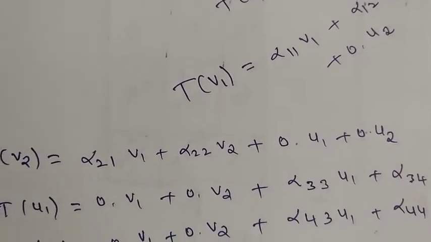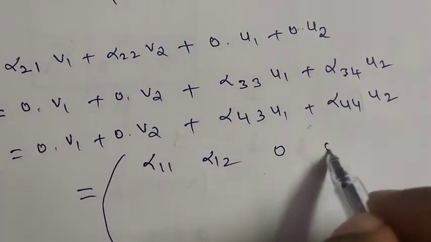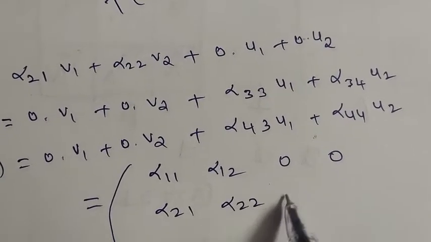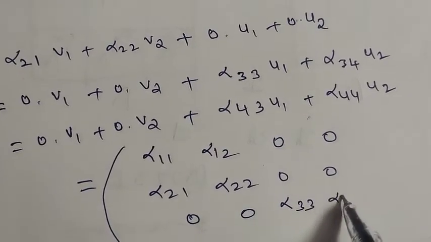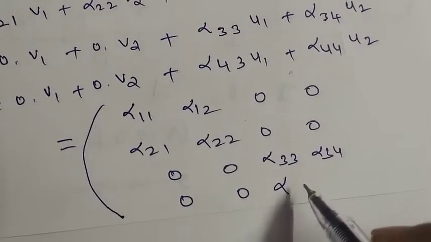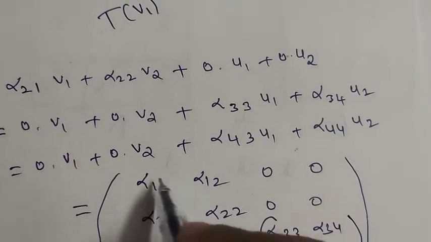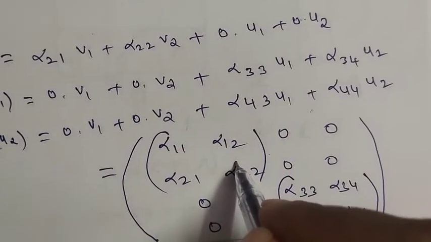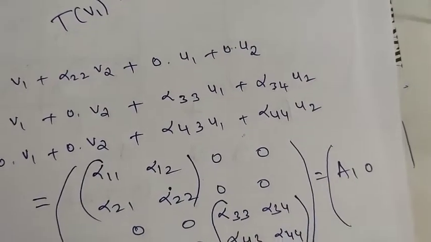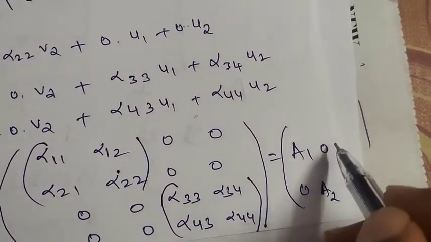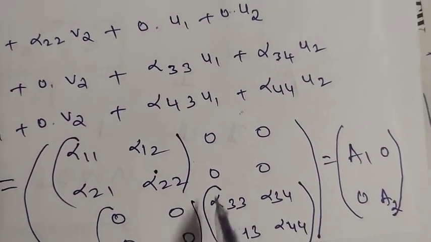So you write this in matrix form. It is like alpha 11, alpha 12, 0, 0; alpha 21, alpha 22, 0, 0; 0, 0, alpha 33, alpha 34; 0, 0, alpha 43, alpha 44. Understand now? This is the matrix corresponding to the transformation T on V1, which we may call A1. Then A1, 0, 0, A2, where 0 is the zero matrix.